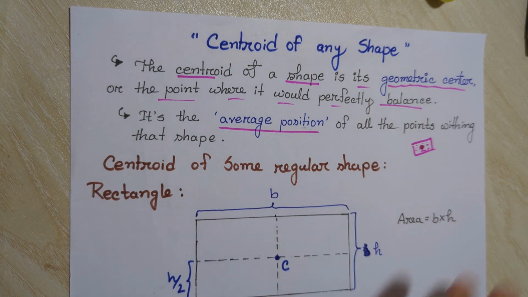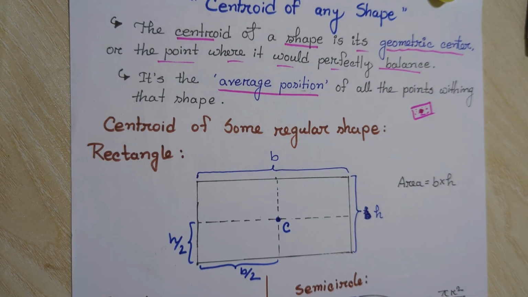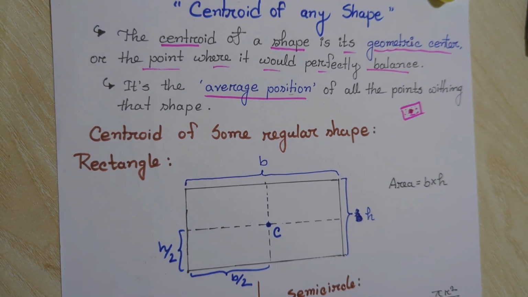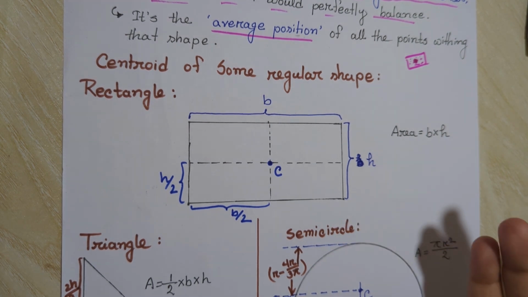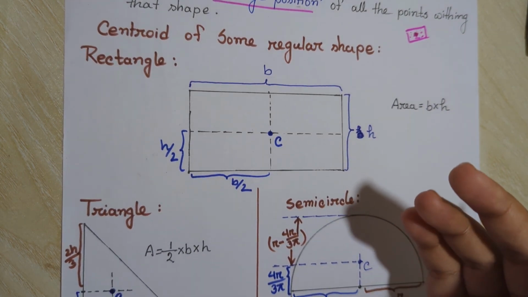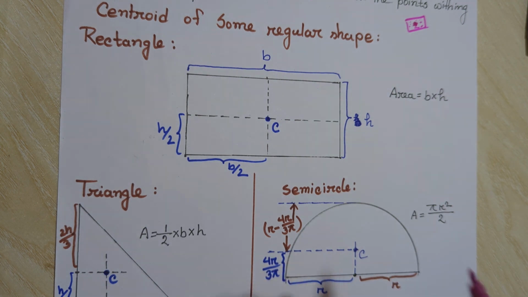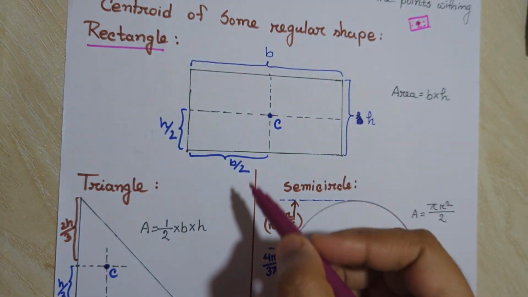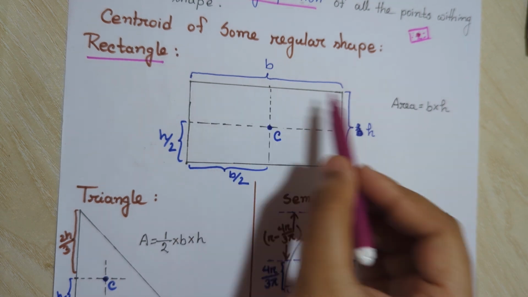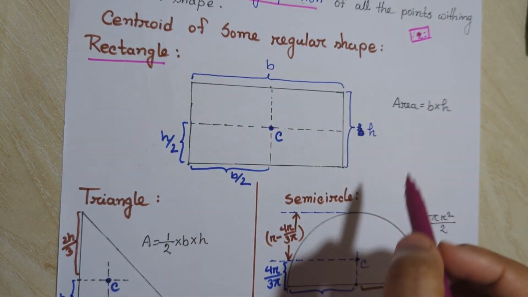Similarly, every object has a specific point which is called the centroid of that object. Now let's see some formulas for regular shape objects to find the centroid. We will use these formulas in our complex math. At first, let's see the rectangle. This is a rectangle shape object. If you imagine 3D, then it will be a rectangular shape object.